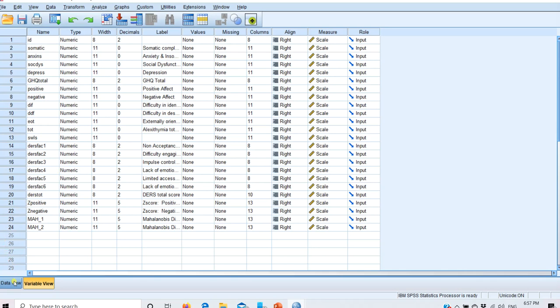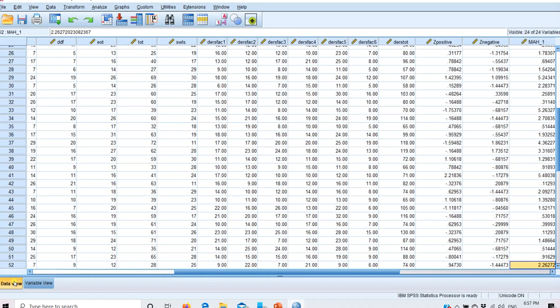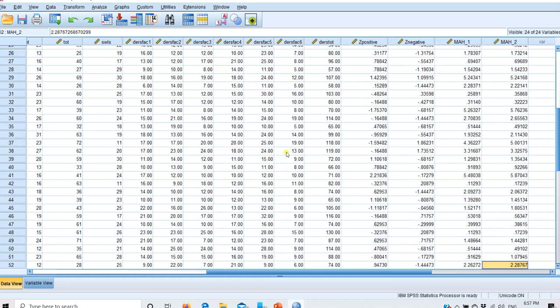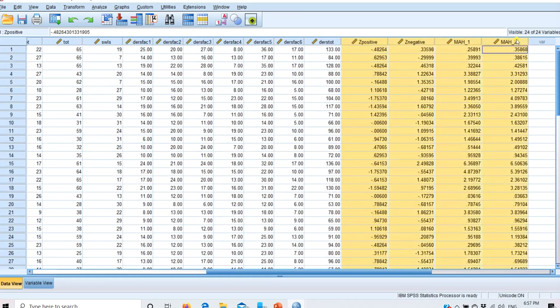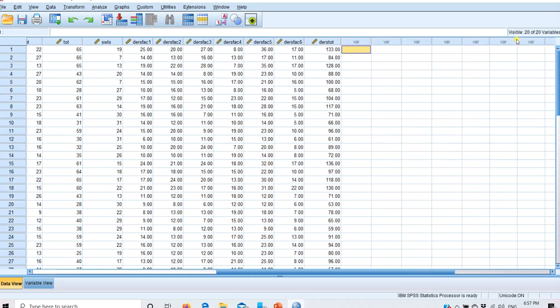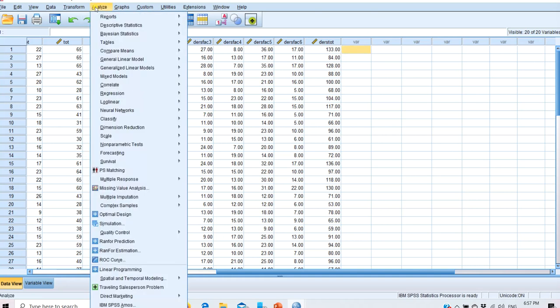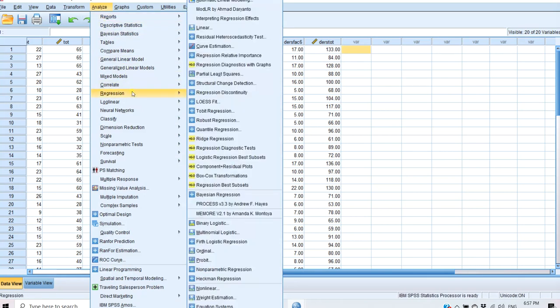So first we will need to calculate, let us delete all these so that you can have fresh data. First, we will be required to calculate the Mahalanobis D square, and this can be done by using multiple regression analysis. So we will go to regression, and in regression we will select linear.